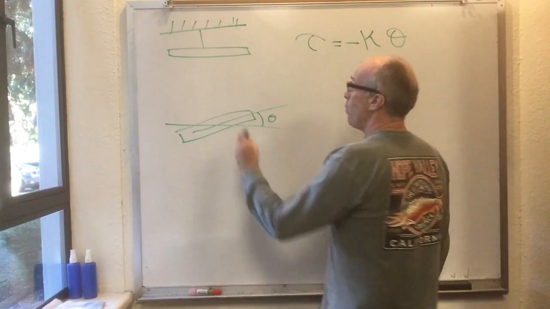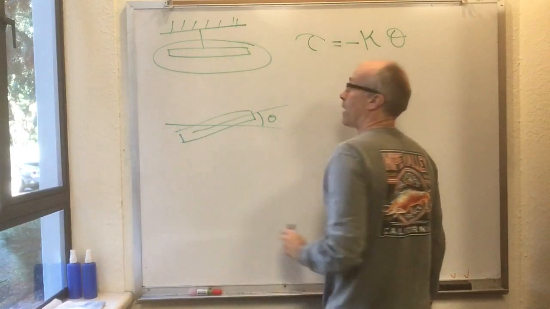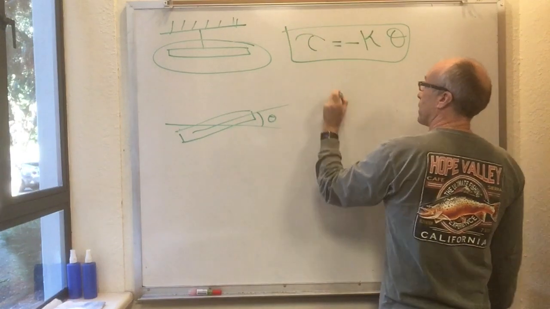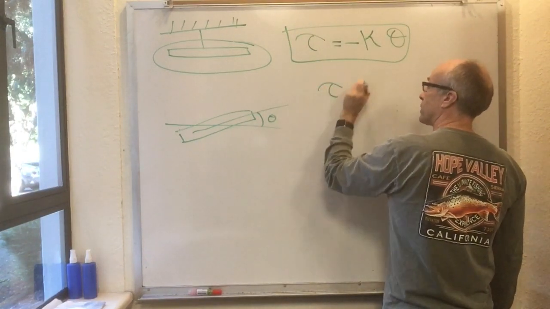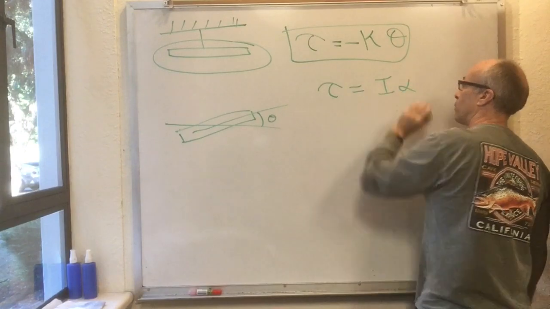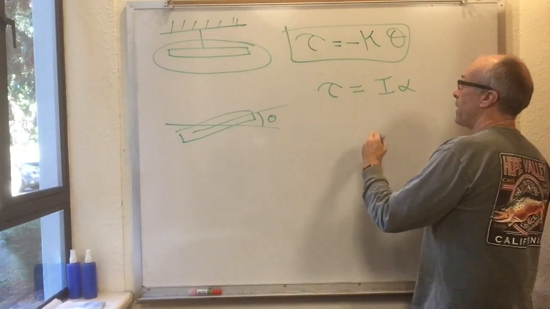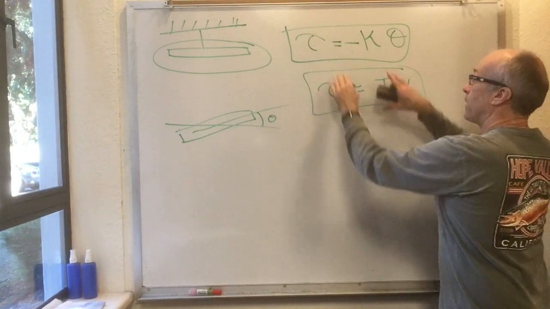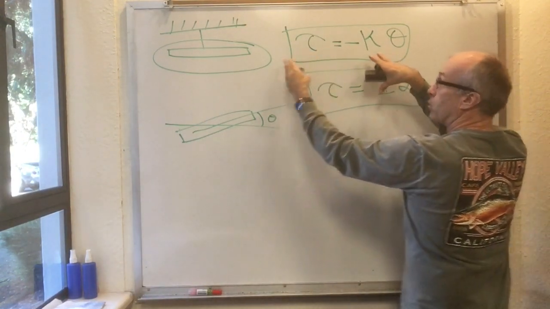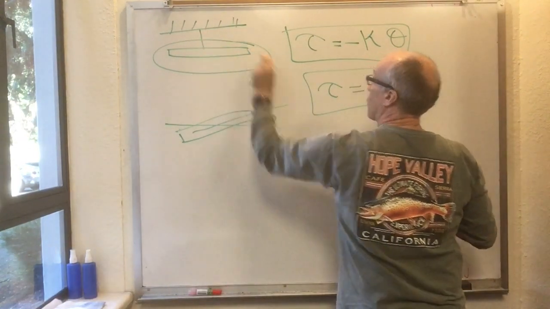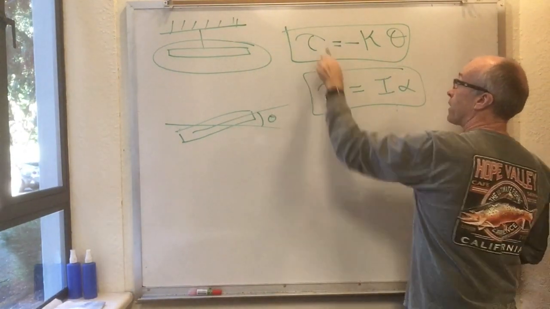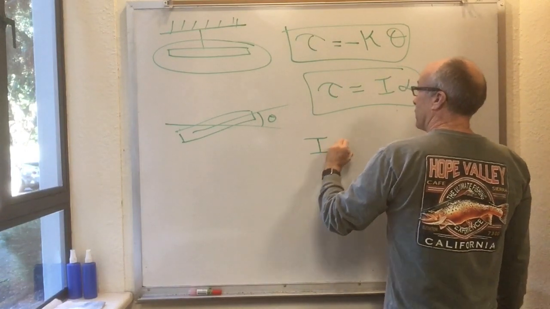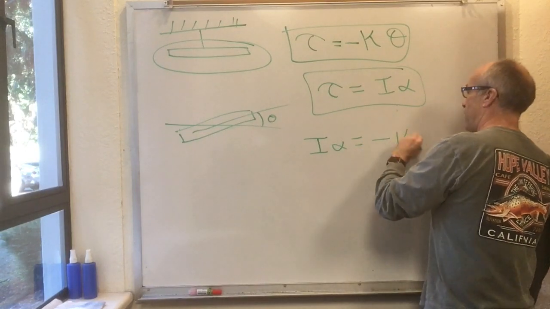Okay, well, now you know the formula for angular acceleration. If I say that's the torque, but I also have this other formula, which is always true, that torque is equal to I alpha for a rigid body, then I can combine these two equations. This equation is one of our general formulas. This one is based on our assumption of how the torque of this little wire that connects to the rod behaves. We combine those two equations, and we get that I alpha is equal to minus kappa theta.